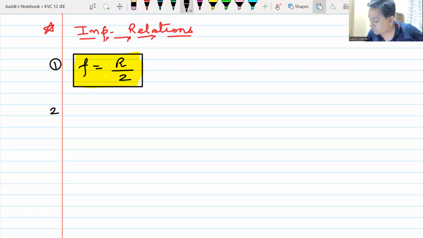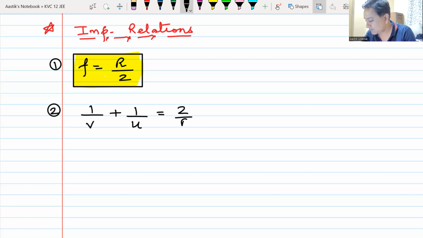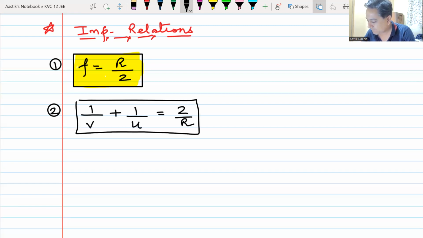What is equation number 2 that you must remember? This is the one equation that everyone knows, the mirror formula. What is that mirror formula? 1 by v plus 1 by u equals 1 by f, which is equal to 2 by R. That is the actual formula, my dear friends.